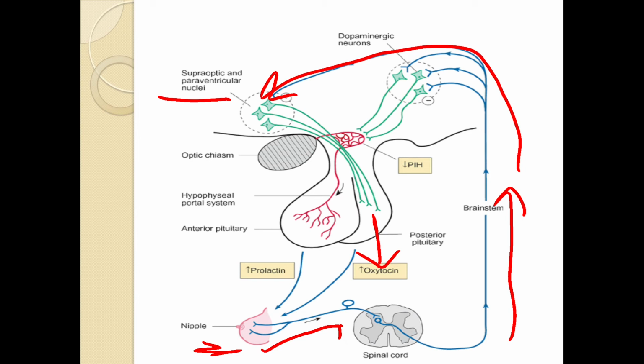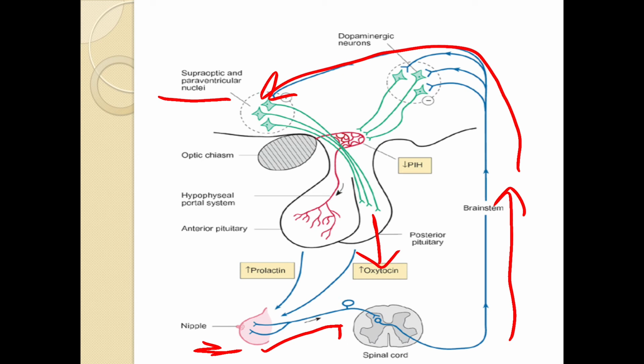Not only the suckling of the baby, even the sight, sound and thought of the child will elicit this milk ejection reflex. Also, oxytocin is released into maternal blood. This oxytocin reaches the opposite breast and milk flows from the other breast also.